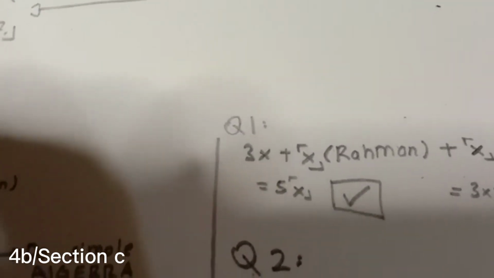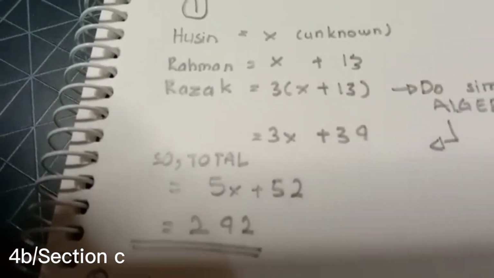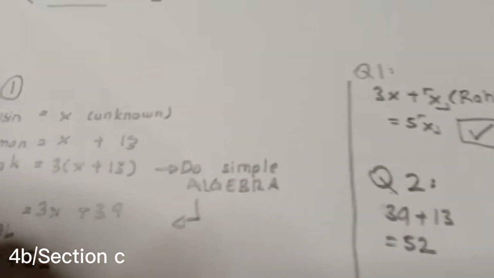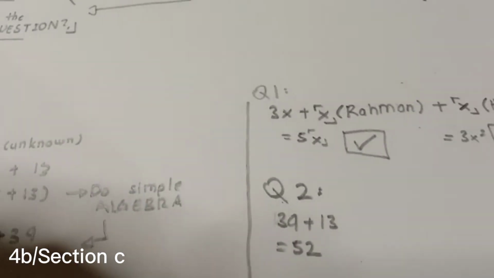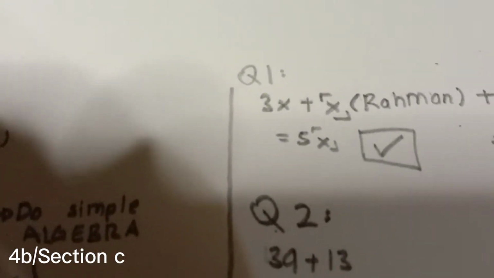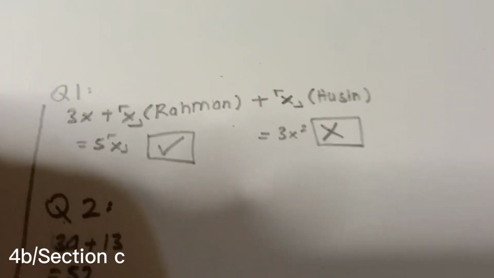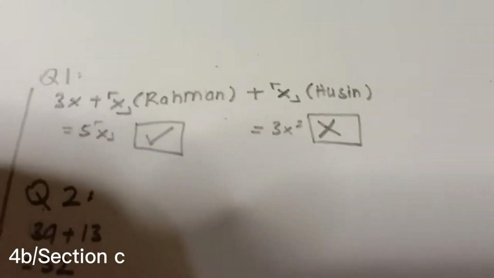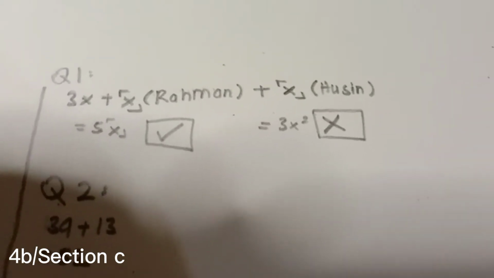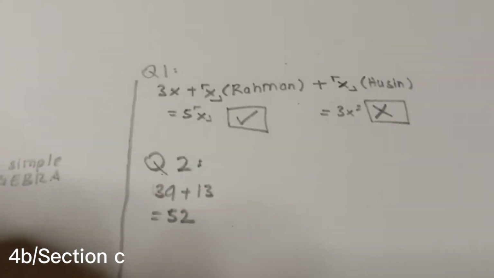Let's look at it. The first question, where did 5x come from, is simple. 3x, which is from Razak's money, 3x right there, plus another x from Rahman's, and also another x from Hussein's, and that will give us a grand total of 5x, and not to be confused with 3x squared. If you see someone put in 3x squared, please notify your local teachers because he needs help, or she.